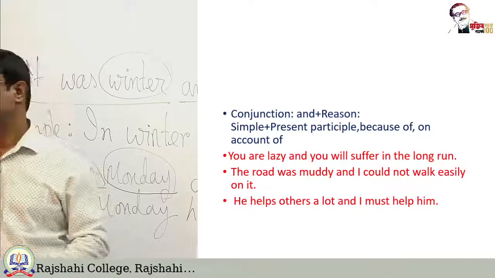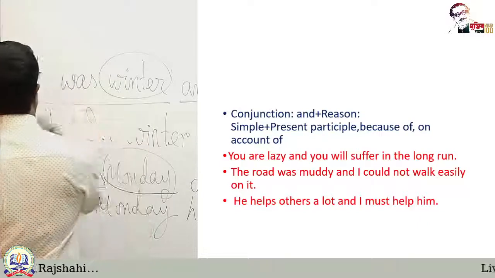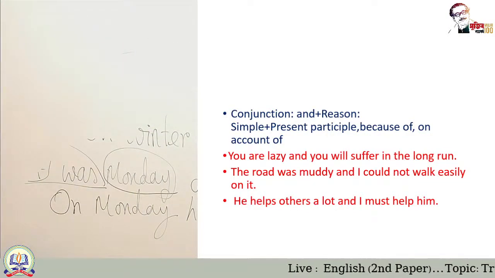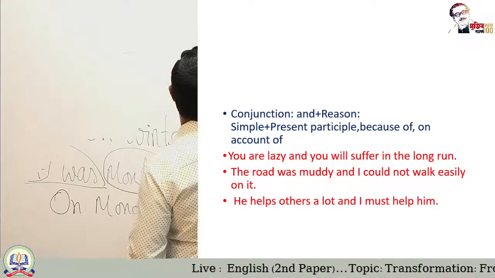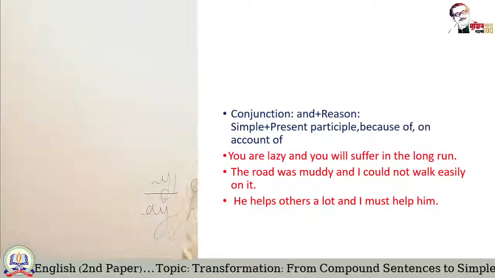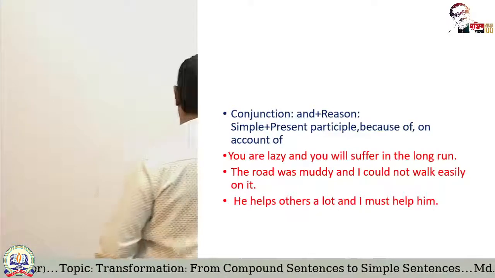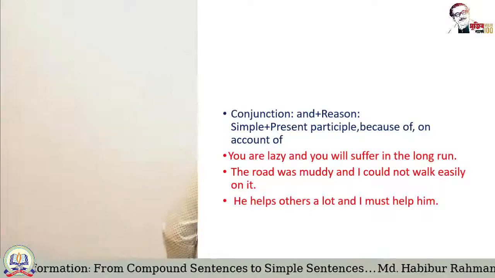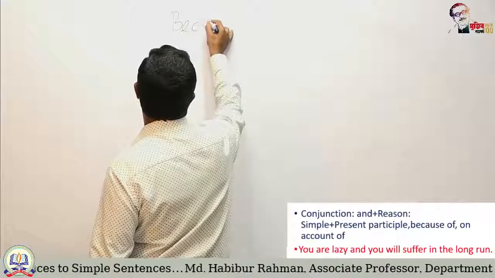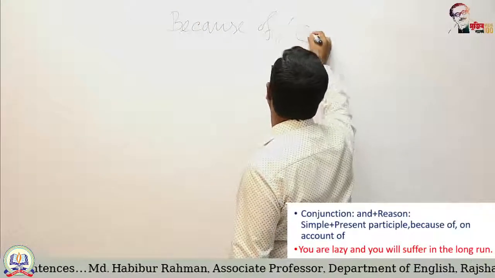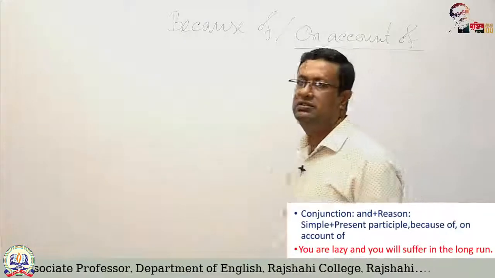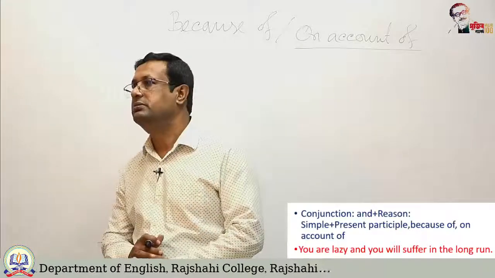reason. We have so many sentences with reason and sentences with conjunction and. In case of reason, we may use present participle and such prepositional phrases as because of, on account of, or simply with present participle. Nowadays, on account of is not usually used. We use actually because of.